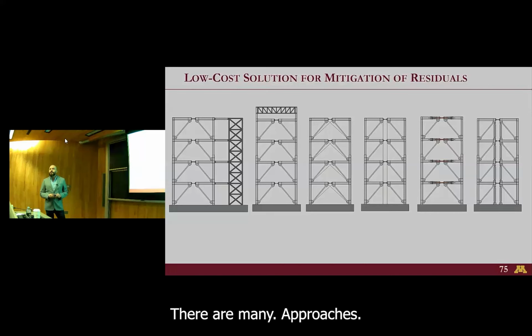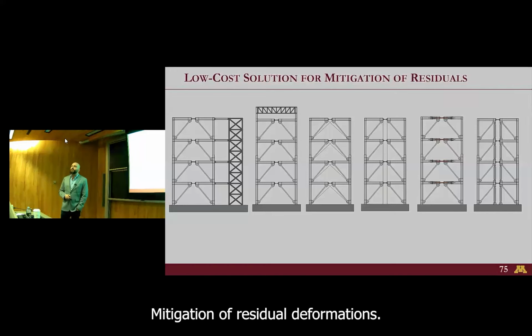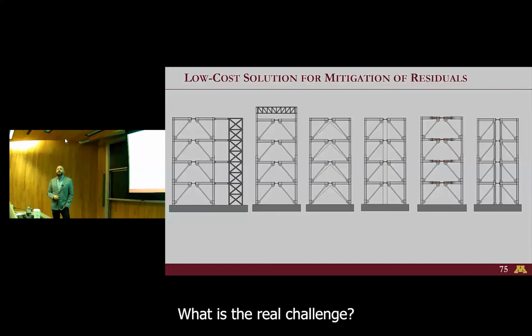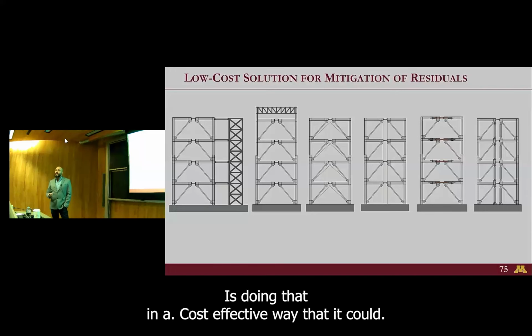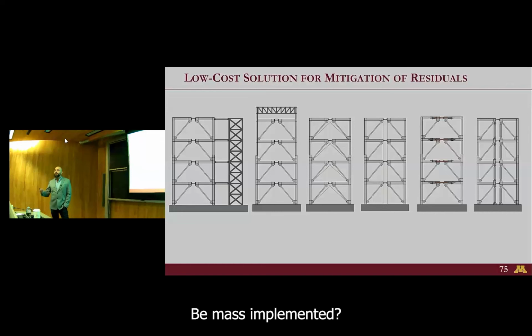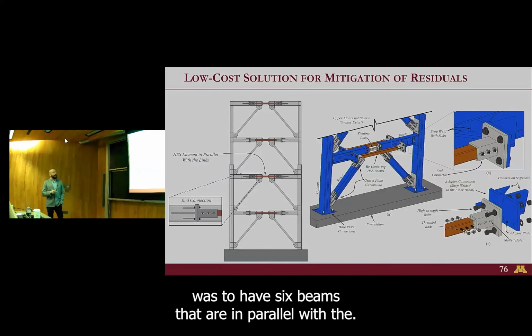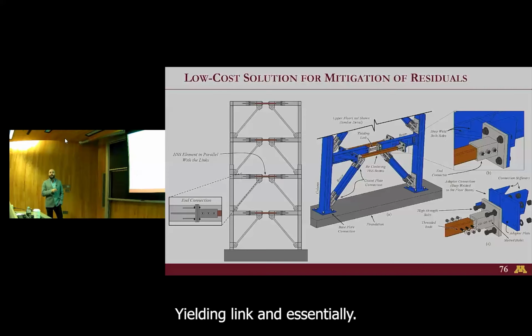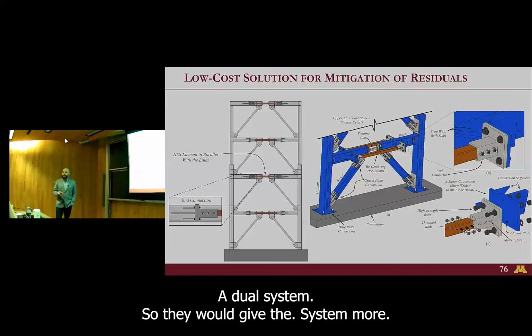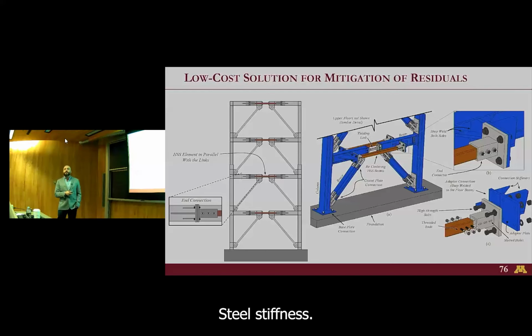Because nowadays, there are many approaches for ensuring self-centering behavior or mitigation of residual deformations. What is the real challenge is doing that in a cost-effective way, so that it could be mass implemented. That's the main challenge right now. So what we decided to do was to have HSS beams that are in parallel with the yielding link. And essentially, they would act as a strong back or a dual system. So they would give the system more post-yield stiffness.